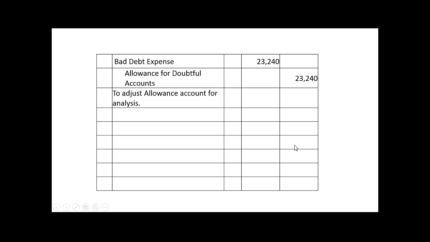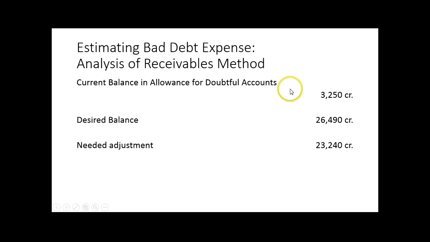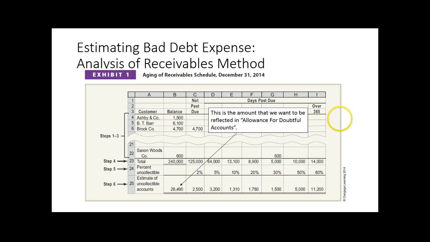I'm going to make the entry like this: debit bad debt expense for $23,240, and credit the allowance for doubtful accounts account for $23,240. And in this case, I'm not worried about the expense. I don't care about the expense. I'm not worried what this number is. I'm just trying to get the allowance for doubtful accounts to be $26,490 based on my analysis over here.